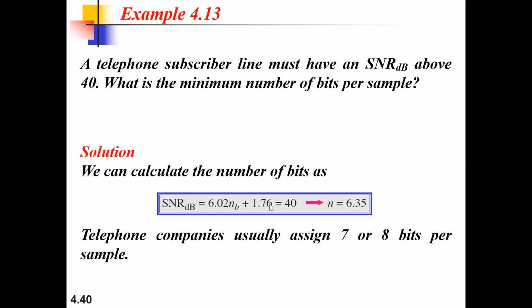So n will be equal to 40 minus 1.76 divided by 6.02. Whatever value you get will be your n value. N number of bits cannot be expressed in decimal point, so you need to round it to the next available number. So 6.35, greater than that means 7, or you can just go with 8. If you are having 1 byte of length, then you can have 8 bits at a time. So 7 or 8 bits per sample you can transmit at minimum, or above 7, with respect to this particular signal to noise ratio. That's what it means.